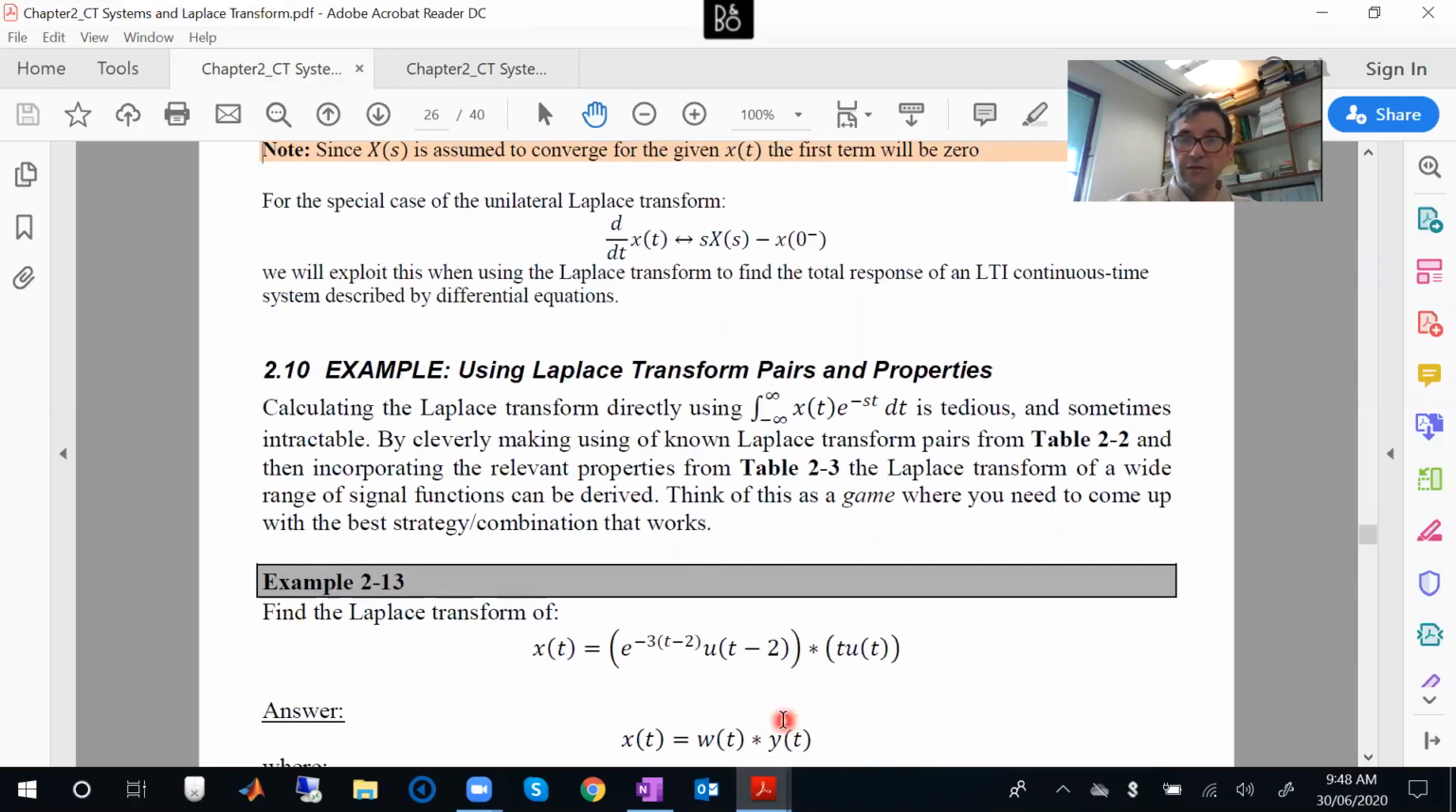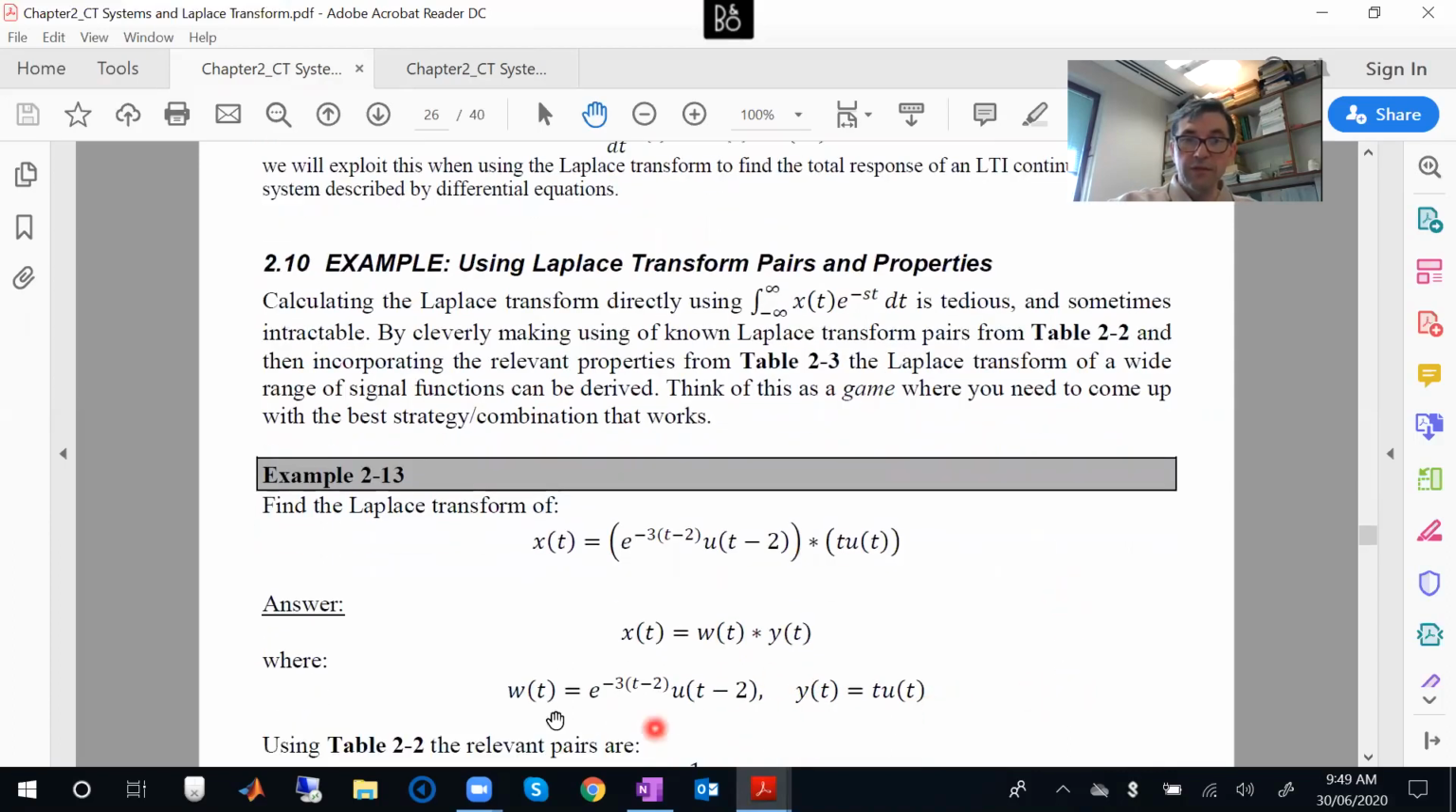And the way to break it down is if you generate 2 functions. So one is w, which represents that. One is y, which represents that. Reason, because you can apply the convolution property directly to this expression here. Then we look at w and y separately. W is equal to that, y is equal to that.